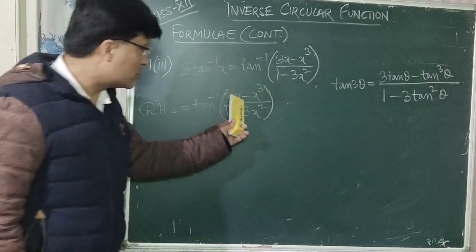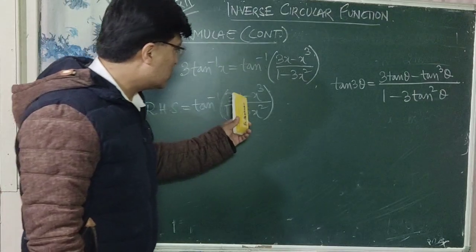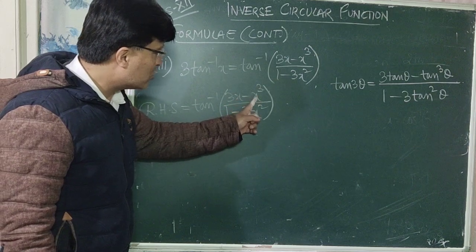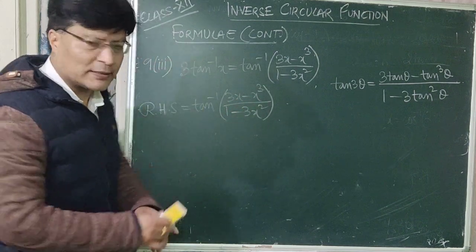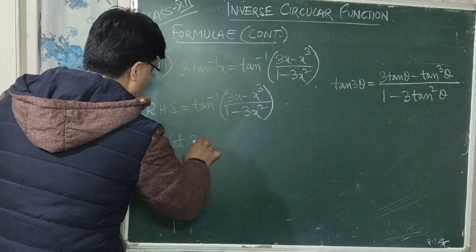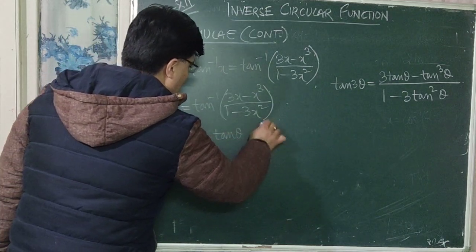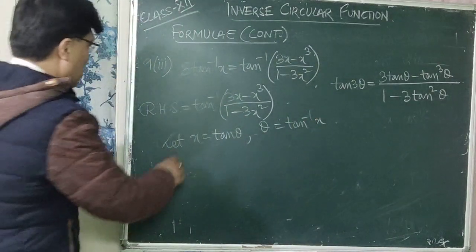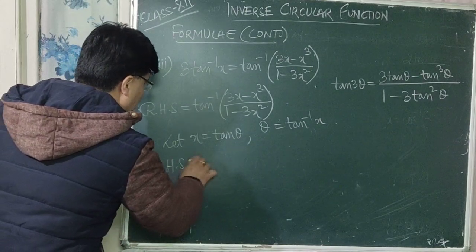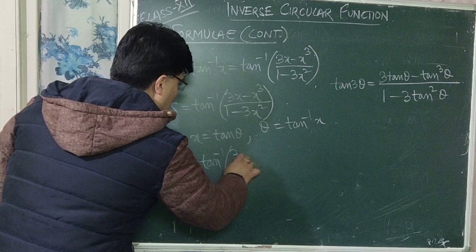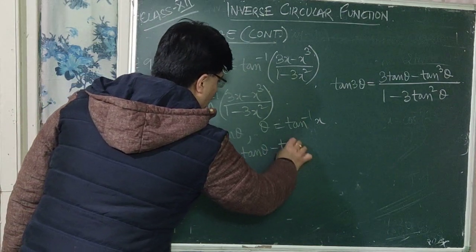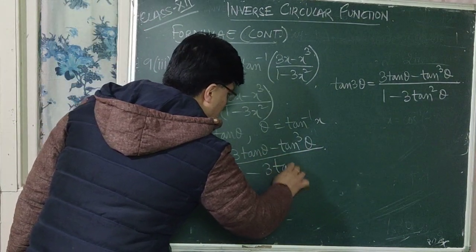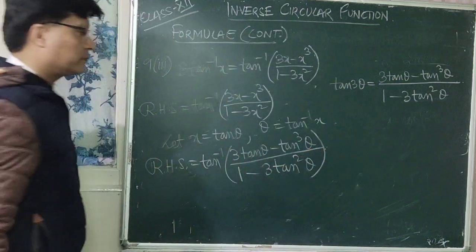Okay. Now let us put x is equal to tan theta, so that we can have here 3 tan theta minus tan cube theta whole divided by 1 minus 3 tan square theta, right? So let x is equal to tan theta, theta is equal to tan inverse x, right? So now RHS becomes tan inverse 3 tan theta minus tan cube theta whole divided by 1 minus 3 tan square theta. Understood?